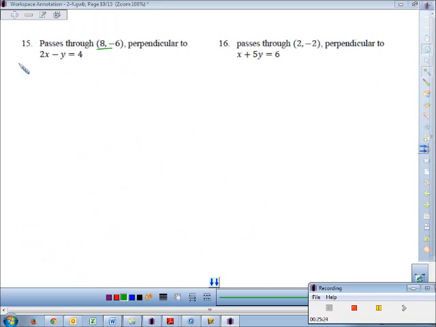This one. We'll skip to 15. We've got to go through this point and perpendicular to this line. I have a point. What am I missing? Slope. I would love to find the slope that I need.